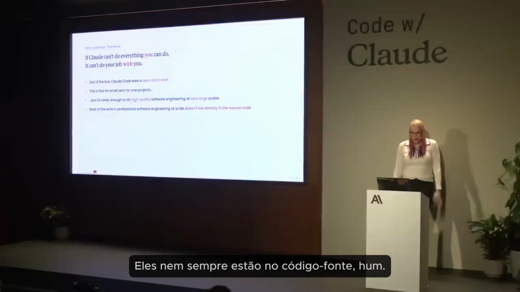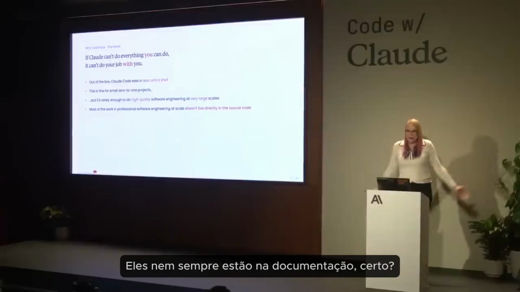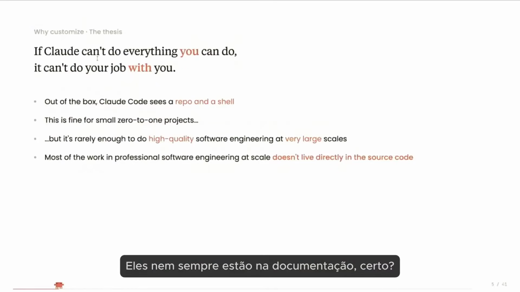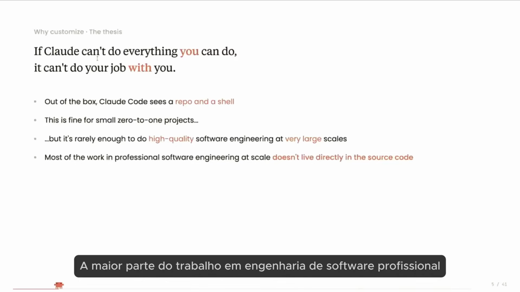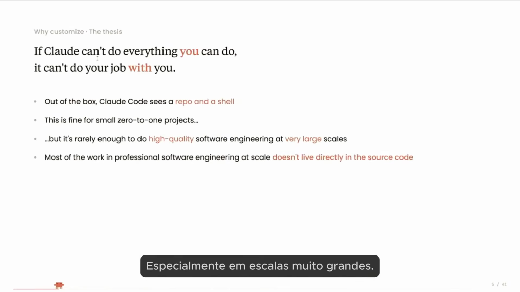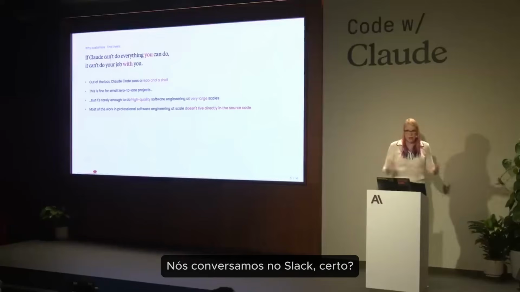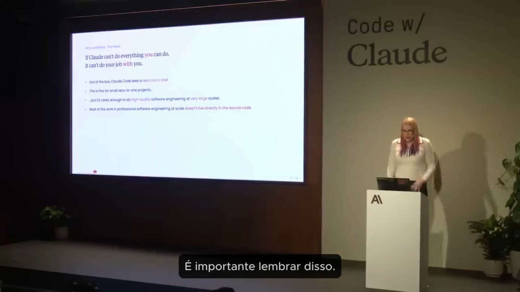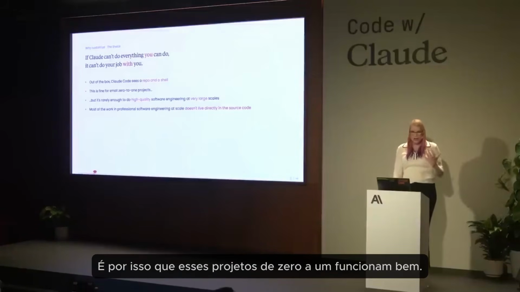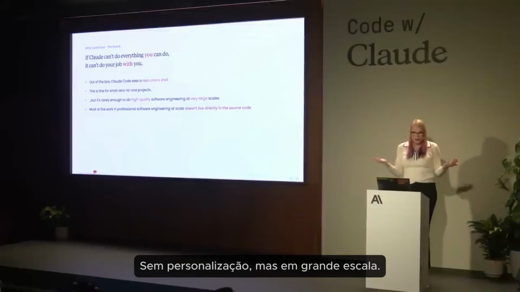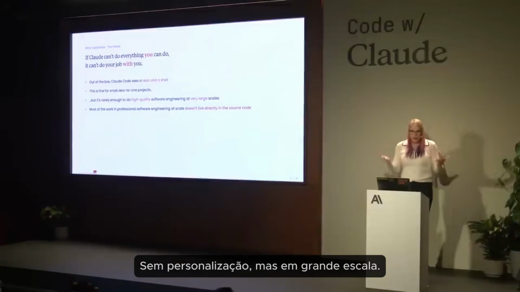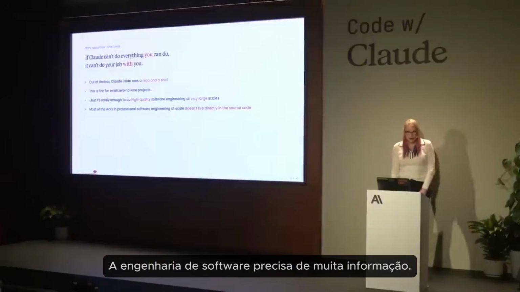They're not always in the source code. They're not always in the documentation, right? And most of the work in professional software engineering, especially at very large scales, doesn't live in the actual source code. I've said this several times, right? We do design documents. We write emails to each other. We talk on Slack, right? This is a very important thing to keep in mind. This is why these 0 to 1 projects work fine with no customization, but full-scale software engineering needs a lot of information.